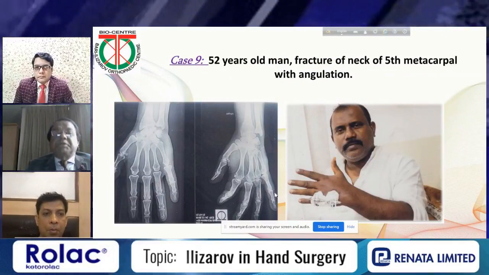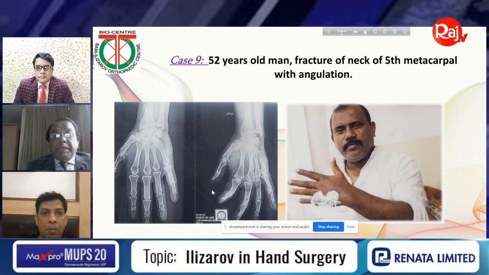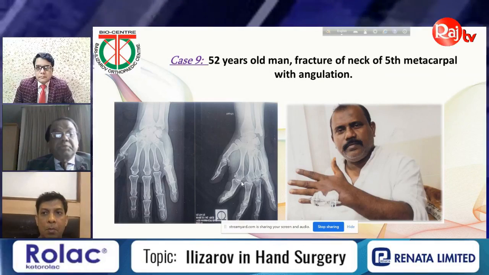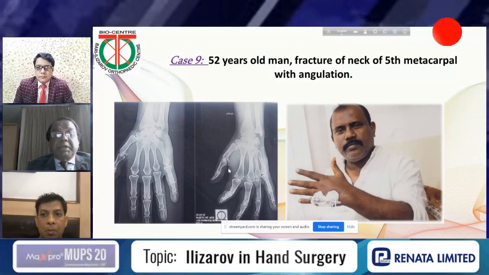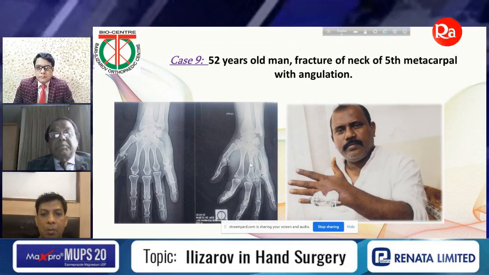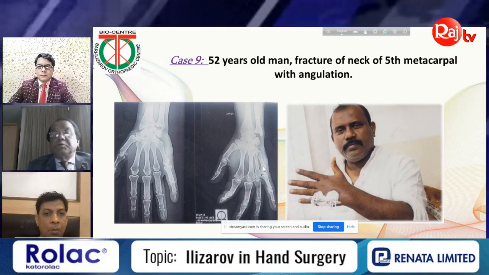This is a teacher of a college. You can see here, after trauma came to my place with, you can find here, the fracture. Angulation of the fifth metacarpal, you can see here, angulation. Just you can put plaster. No.